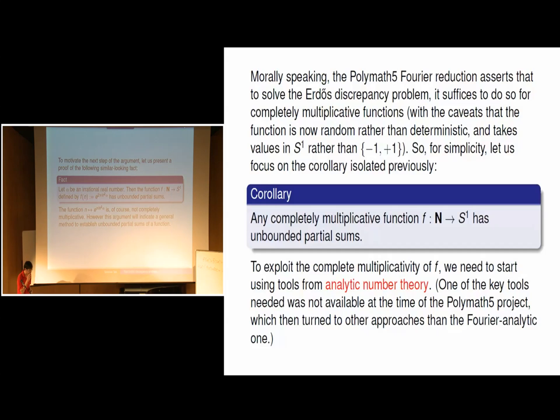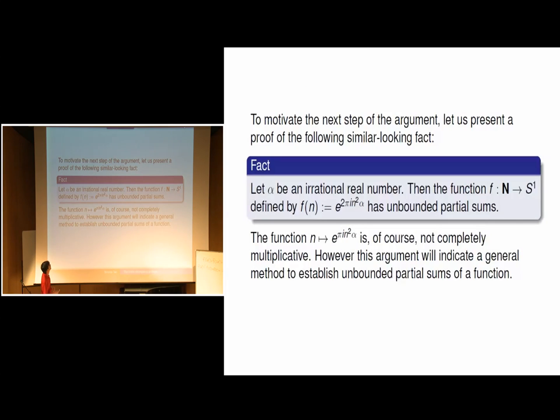So to motivate this, let me talk about a toy problem. Here's a classical fact in number theory, which I'm going to give a proof of. Suppose you take an irrational number, root 2 or something, alpha. And then you look at the function that takes any natural number n to e to the 2 pi i n squared alpha, so a quadratic phase. That's a fairly random-looking phase.